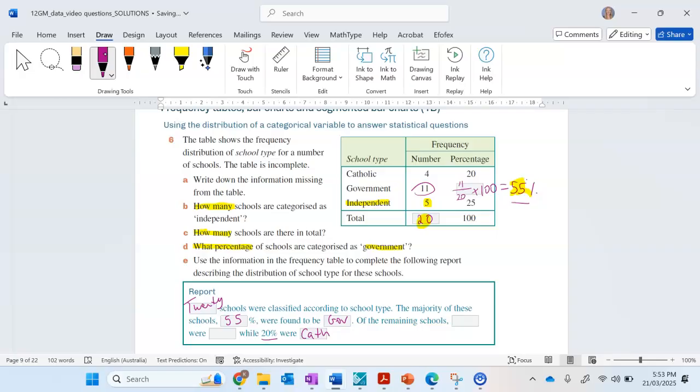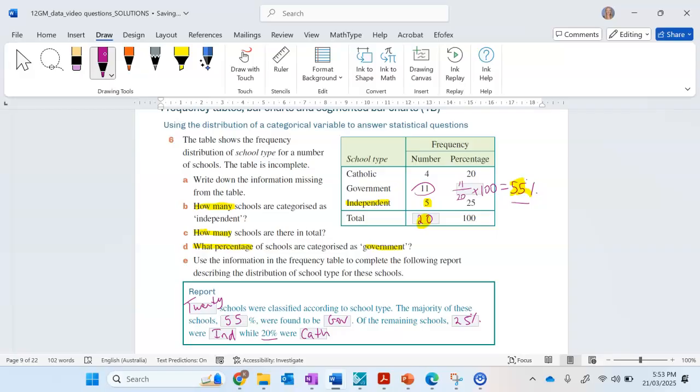So 25% were independent. All right, so just filling in the blanks. So having a report there is really good for your SACs because you're going to have to actually summarize what is happening in the data.